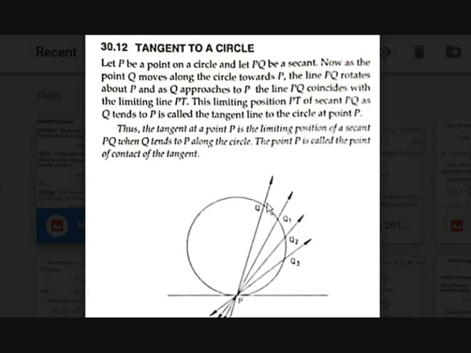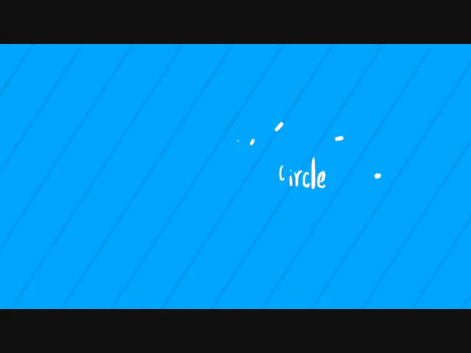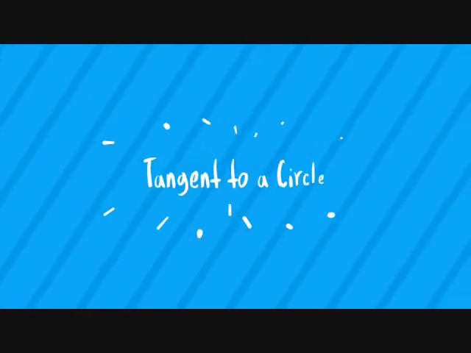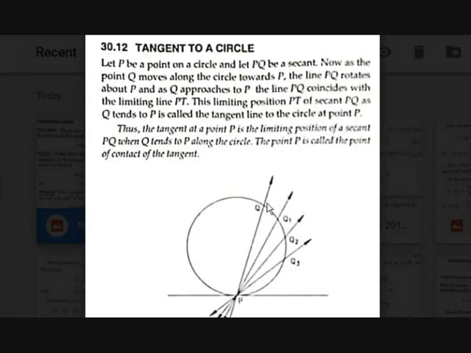Okay, today we are going to discuss circles, a part of circles called the tangent to a circle. I hope you all know about tangent. If not, let's see what it is.